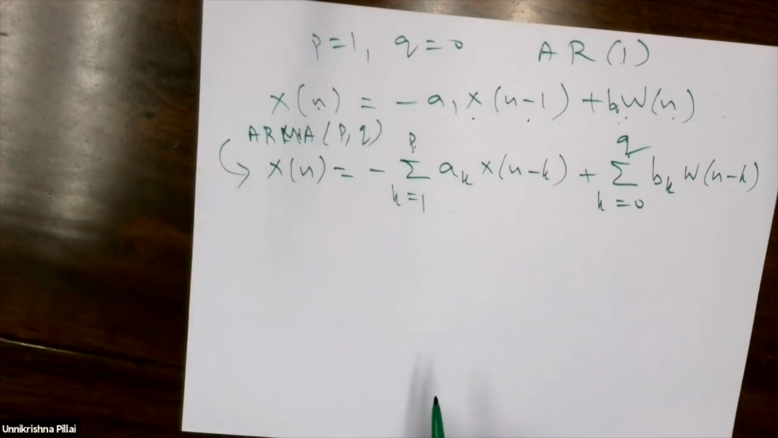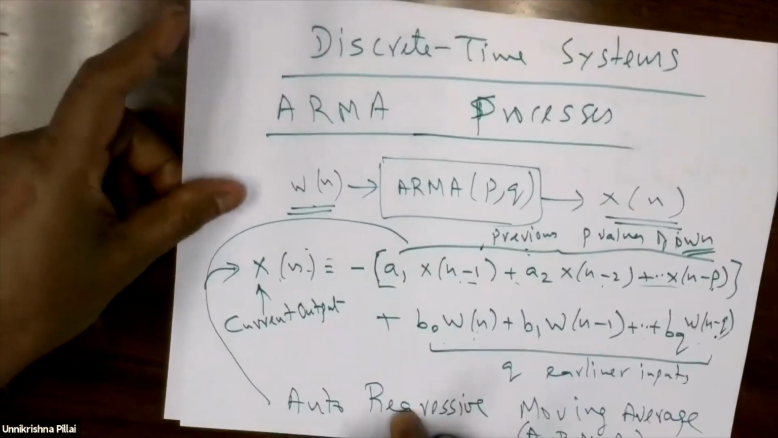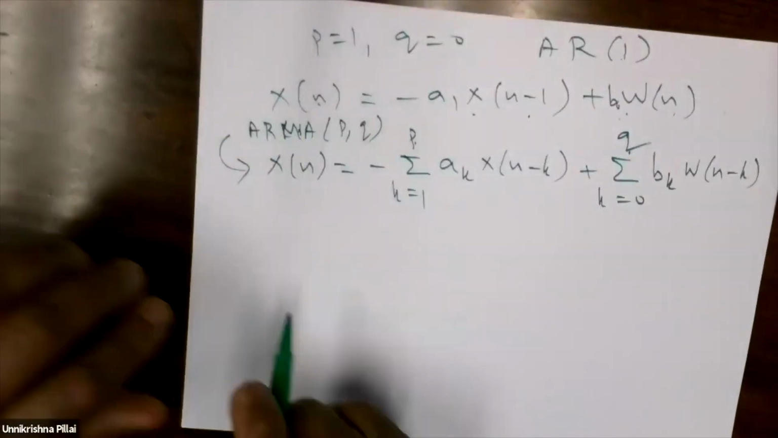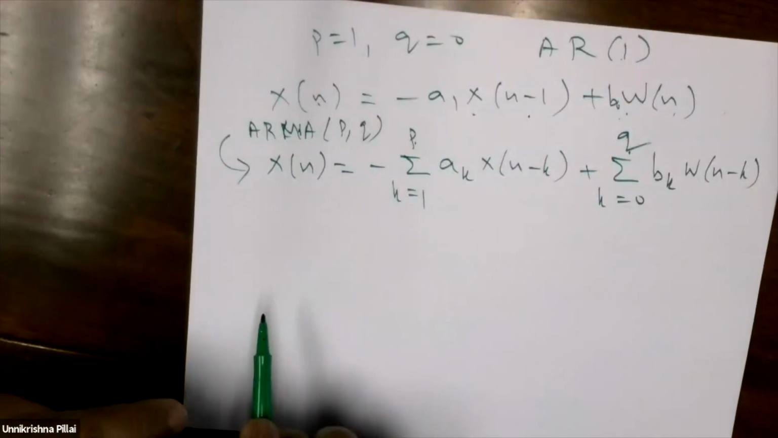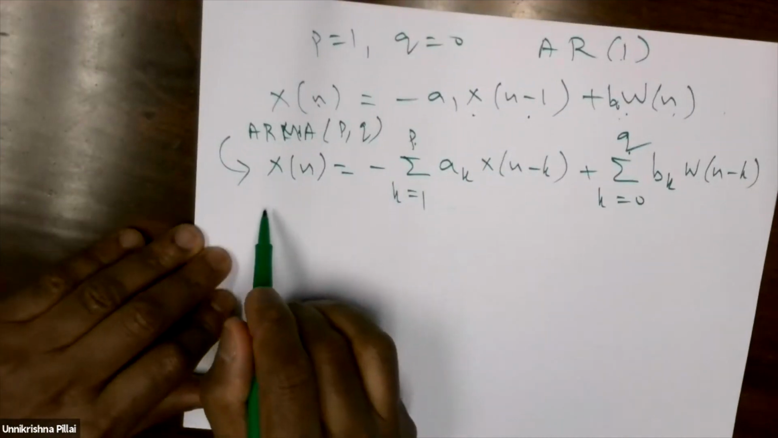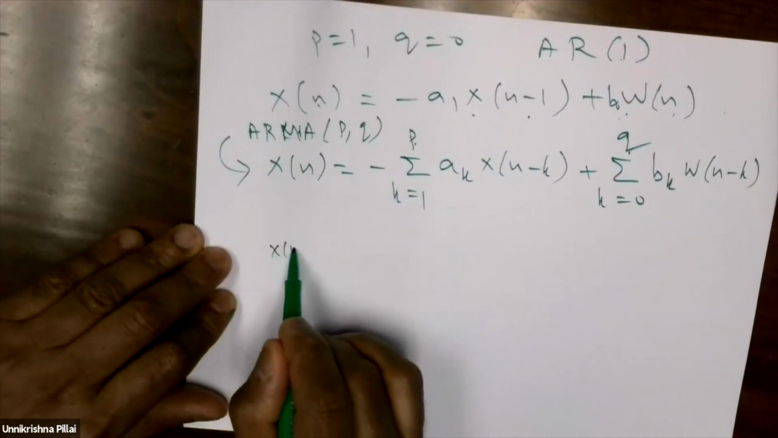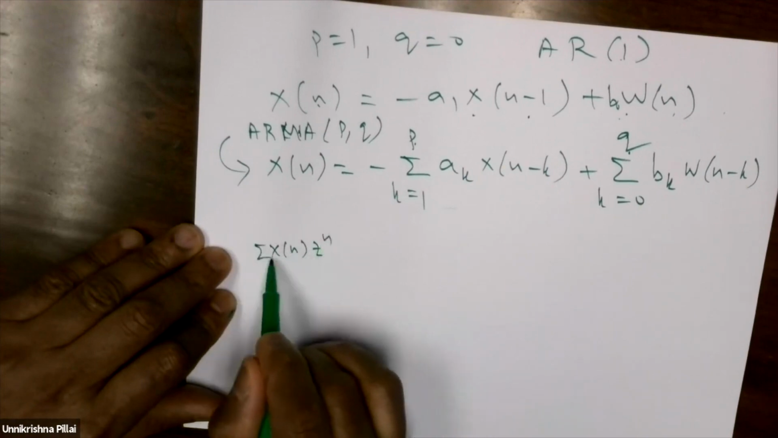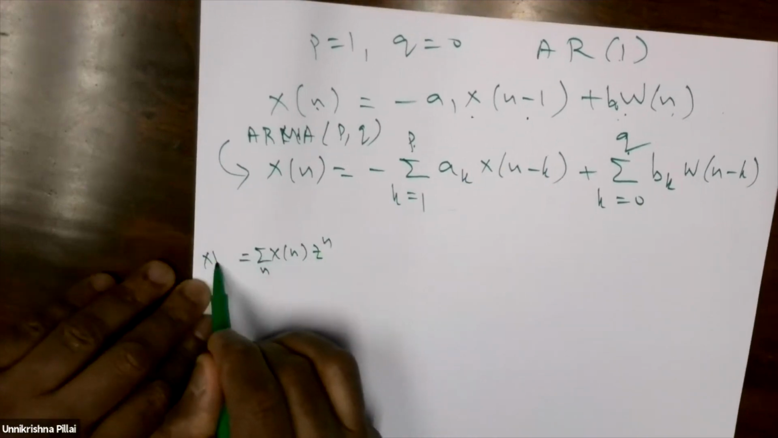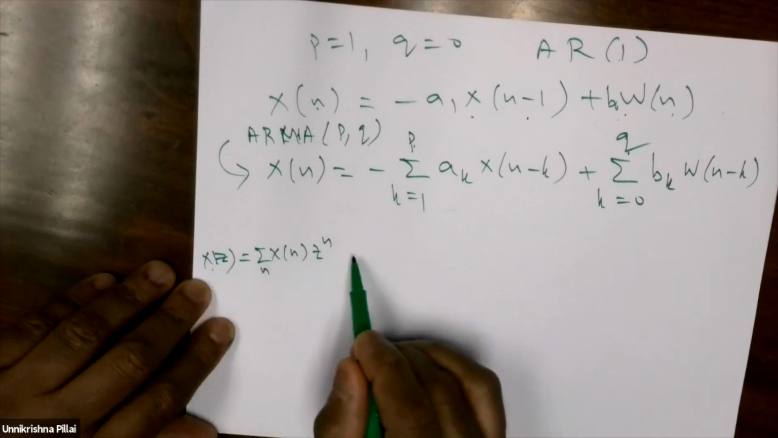So to give it a system flavor, remember I didn't tell you what this system is. To give it a system flavor, let me take the Z transforms on both the sides, if you know. So the Z transform is summation on n of x[n] z to the power minus n. I'm going to call it X of Z, capital X of Z.